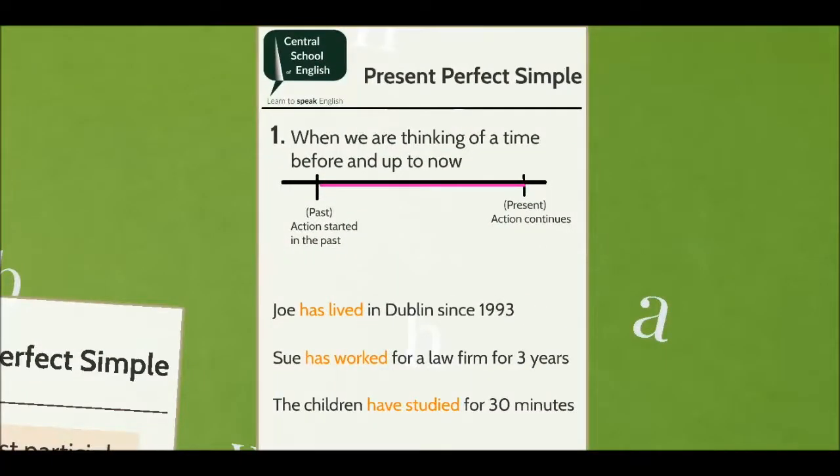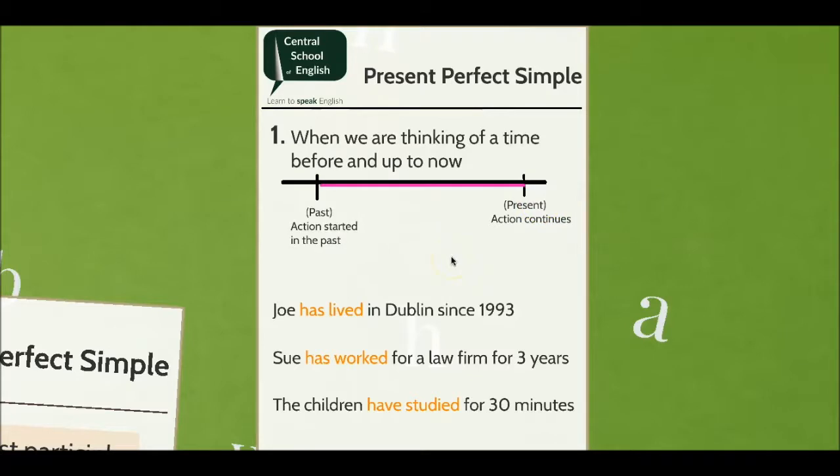We use the present perfect tense when we are thinking of time before and up to the present. We can use the present perfect when we are speaking about actions that began in the past and are not finished. For example, Joe has lived in Dublin since 1993. This sentence means that Joe started to live in Dublin in 1993 and that Joe lives in Dublin today.